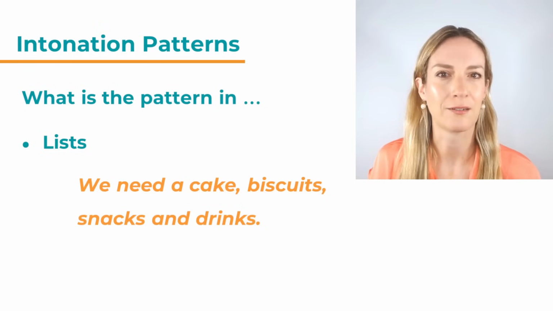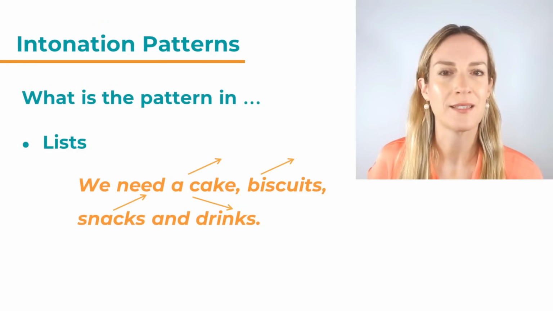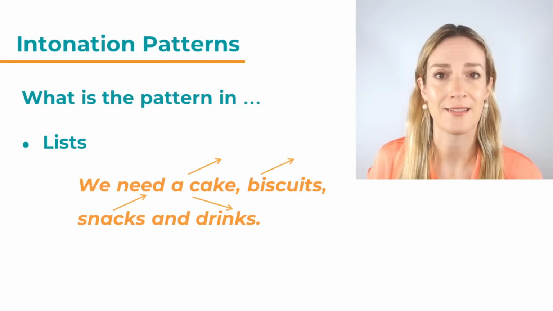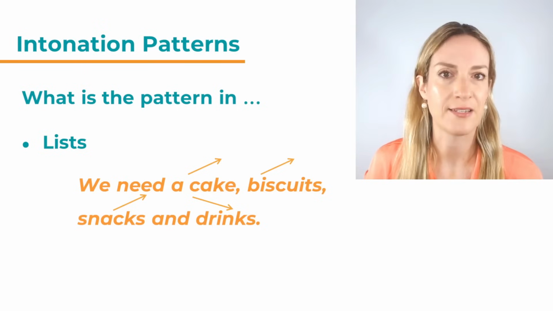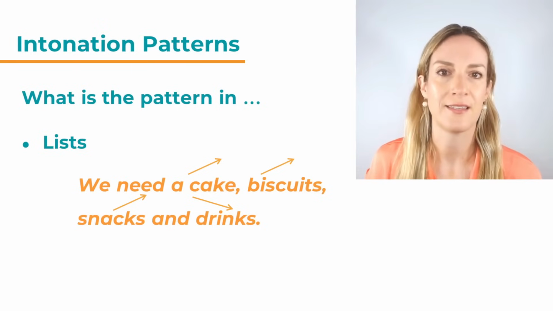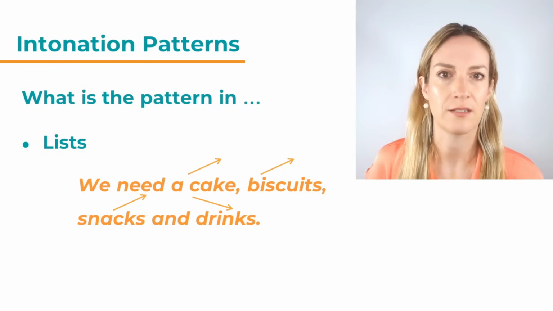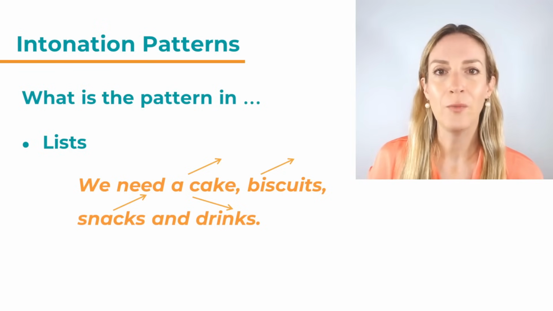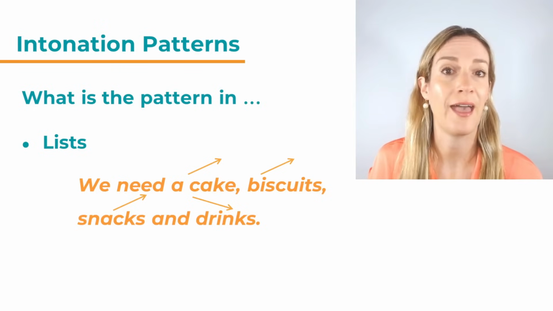What is happening here? We have a rising intonation on all of the items apart from the last. We need a cake, biscuits, snacks. And now we list our last item, and we signal this is the last item with a falling intonation. And drinks. Now you might think, isn't it clear that this is the last item because you use and before the last item?